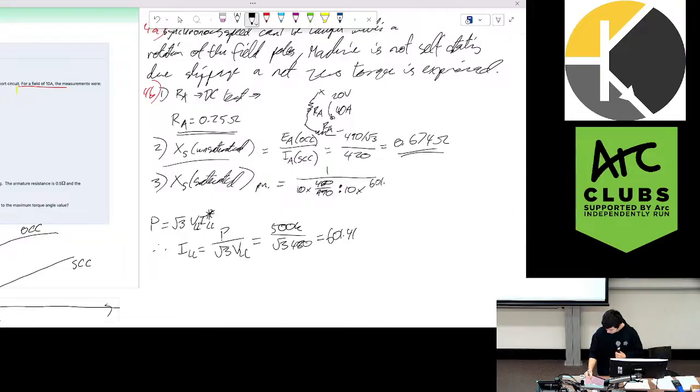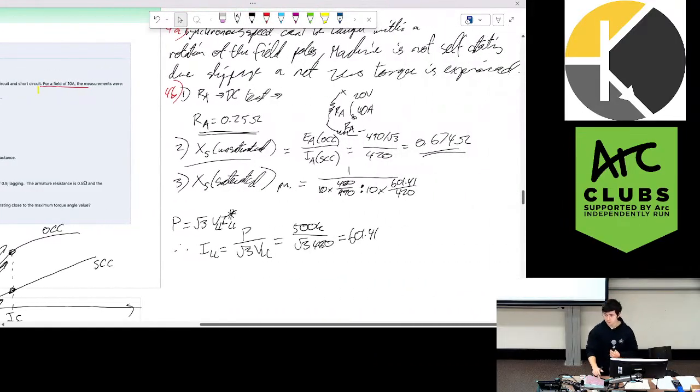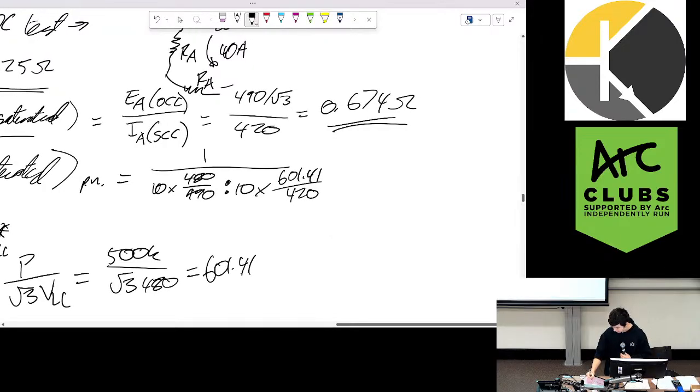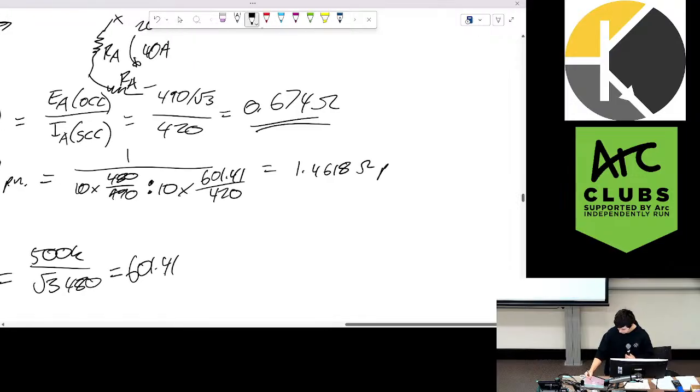So 601.41 on 420. Is it 420? I believe it is. Yes, that is our line current. So this is what we used to determine the saturated per unit value of our armature reactance, the synchronous reactance. When we perform this, we end up with about 1.4618. Now remember, this is just per unit.